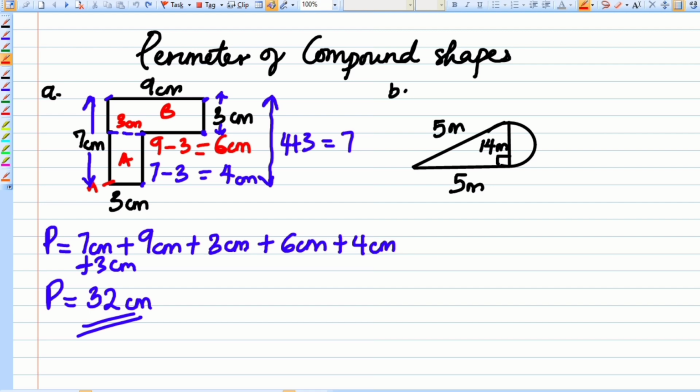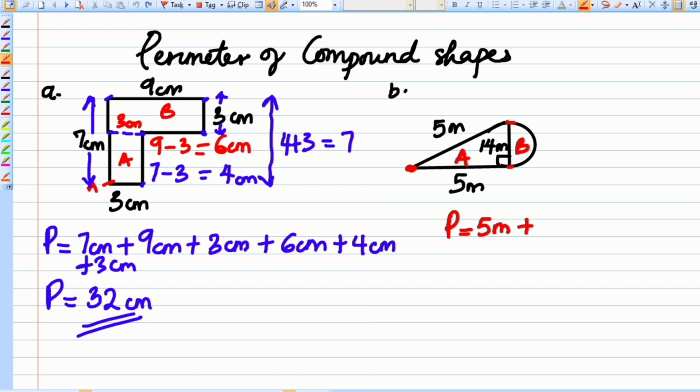So let's consider the second shape. You see that this is a triangle that is meshed together with a semicircle. So we can call this shape A and shape B. Remember, to get the perimeter, we just identify the point we're starting our measurement from. So let's start from that point. From this point to this point, you see that it's clearly given to us as 5 meter, plus. Now from this point, going around again is a curve.